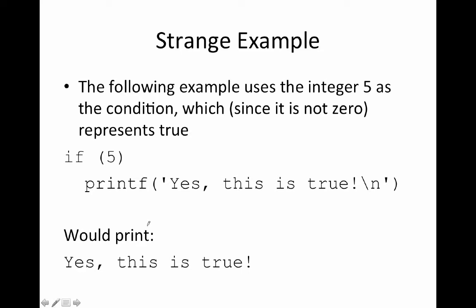So the following example is a little bit strange. We have an if statement that says 5 as the condition. Well, remember that anything that isn't 0 is a way of representing true in C. So that's a true expression, and therefore we're going to execute the action and print, "yes, this is true." So it does print, "yes, this is true." So that's a little strange, but it is valid C code.